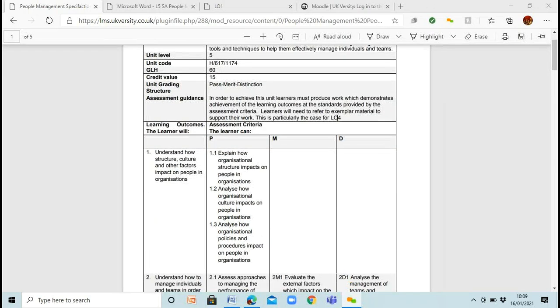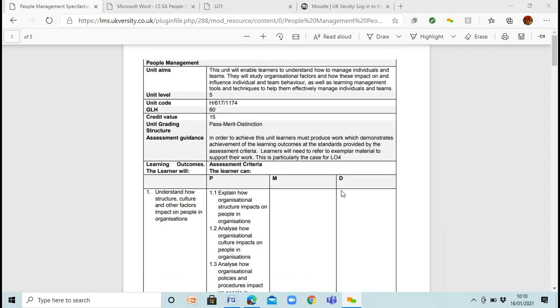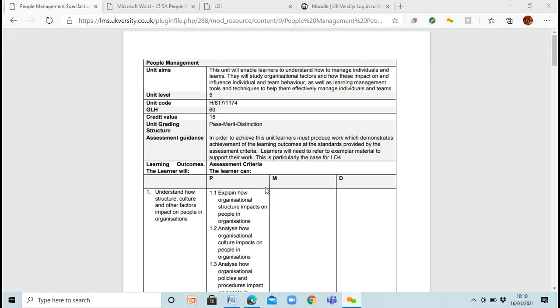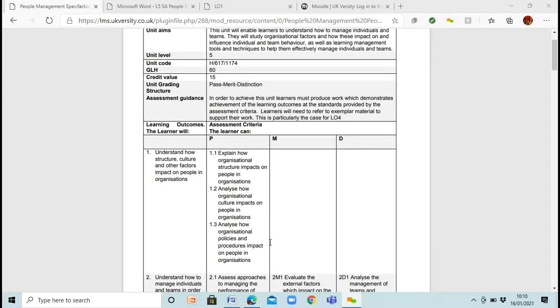Now, I'll go down and we can scroll through how many learning outcomes are on here and what sort of assessment criteria we'll be covering over the next few days. So we have a different grading system on here if you're not familiar with that. We have three grading systems, which is a pass, a merit, and a distinction. Now, if you can see my screen on Learning Outcome 1, we only have some pass questions.